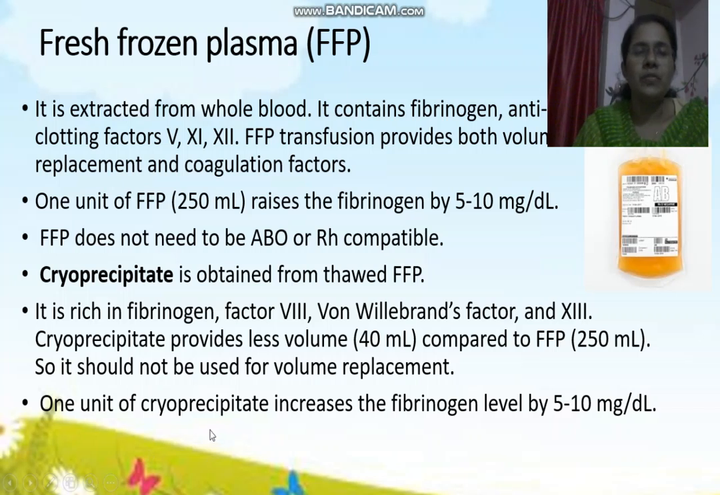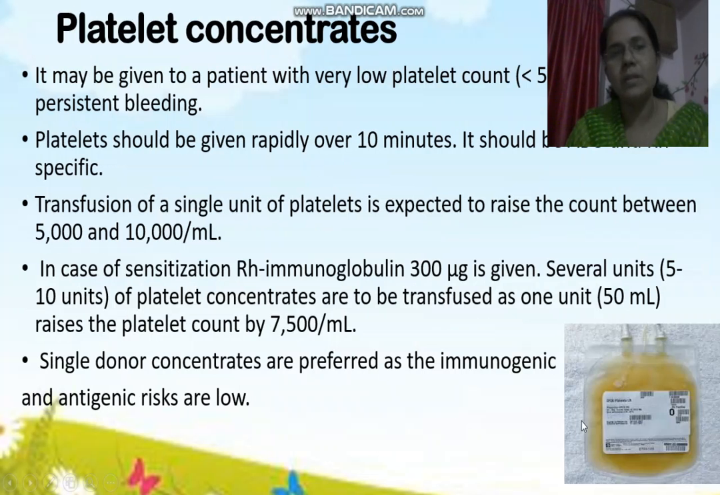So it should not be used for volume replacement. So 1 unit of cryoprecipitate increases the fibrinogen level around 5 to 10 mg per deciliter. We already know in FFP also the fibrinogen will be 5 to 10 mg, and cryoprecipitate also increases the fibrinogen level by 5 to 10 mg per deciliter. Next is platelet concentrate.